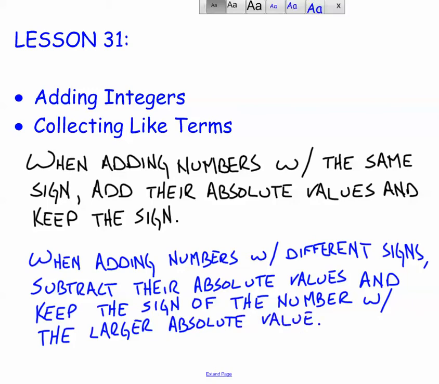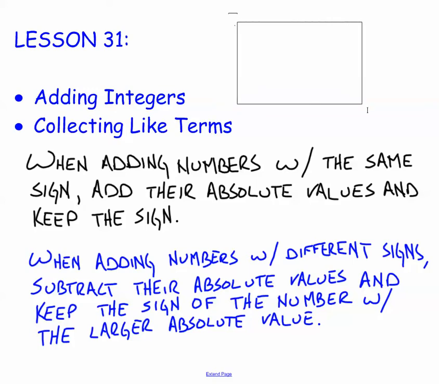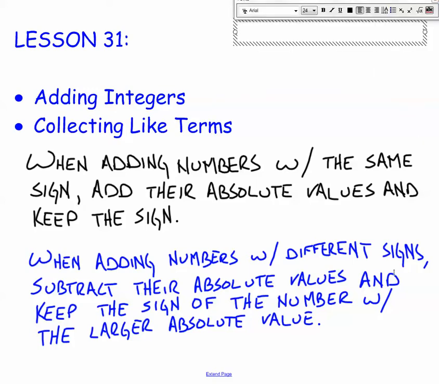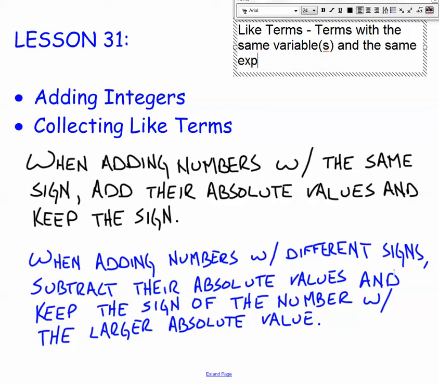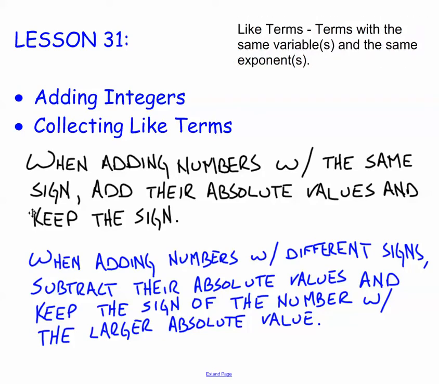And I'm going to give you a quick definition here of like terms, and we'll talk about this more in a second, but they're terms with the same variables. Could be just one variable, could be more than one variable, and the same exponents. So we'll see those here coming up.